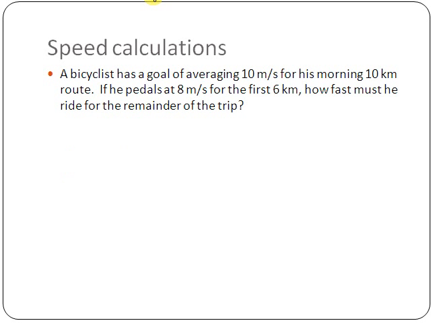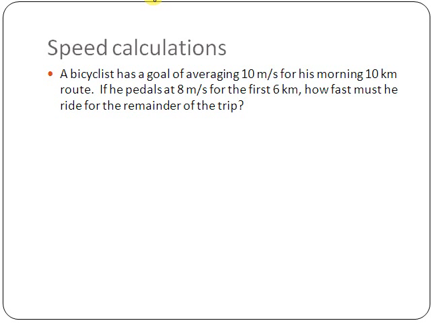All right. So a bicyclist has a goal of averaging 10 meters per second for his morning 10-kilometer route. If he pedals at 8 meters per second for the first 6 kilometers, how fast must he ride for the remainder of the trip to meet his 10 meter per second goal? This is also a case where we have two sections. The first section is 6 kilometers, where he goes at 8 meters per second, and the second section is obviously 4 kilometers, where he travels at a faster rate to bring his average up to 10. And then we have a total, which should average up to 10.